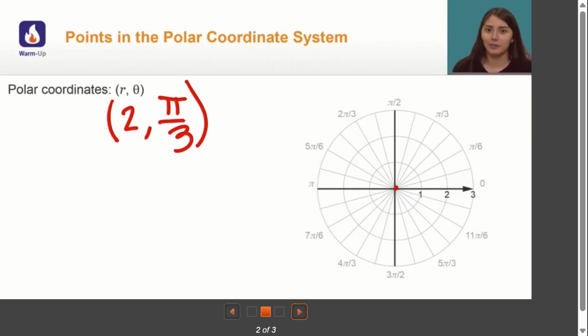The theta value, pi over 3, is positive. So we begin at the origin and rotate pi over 3 radians counterclockwise. So we're going to go in this direction. Our polar coordinate is somewhere along this line.